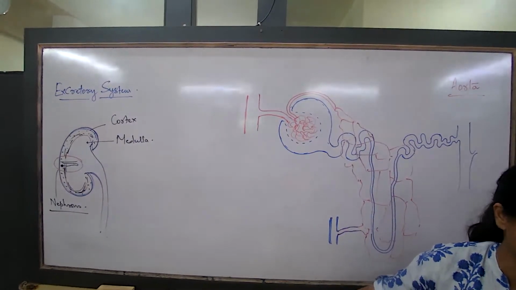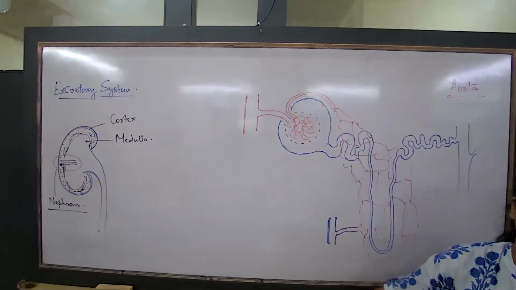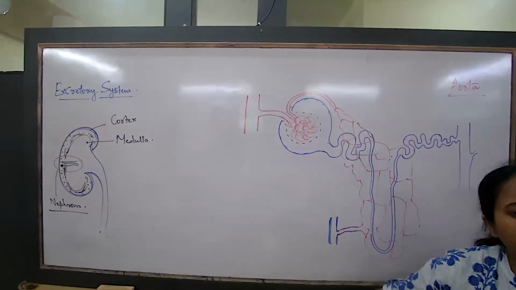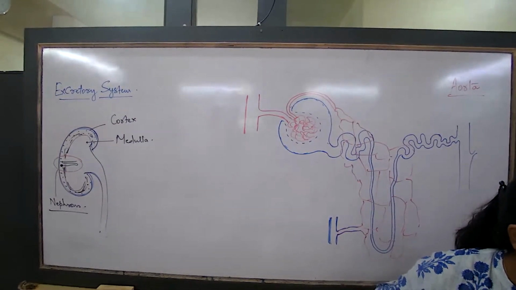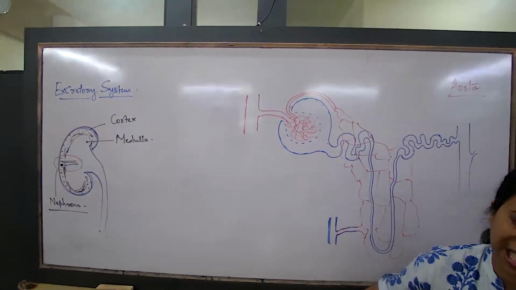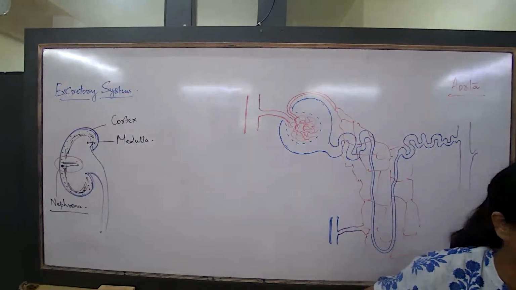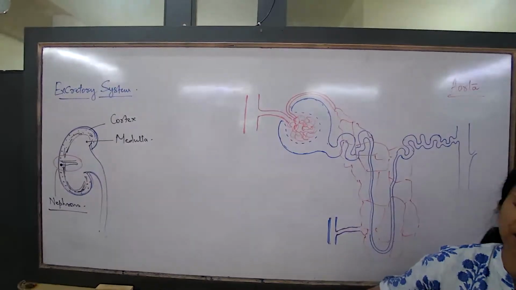Justify, explain, what will you write? Nephrons are known as the structural unit of the kidneys because similar type of structural units are present in millions in the kidneys, and all of them are performing the same common function of filtration of the blood. So that is your answer that you write.